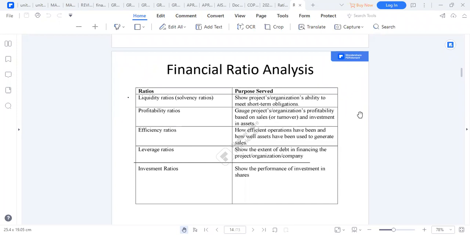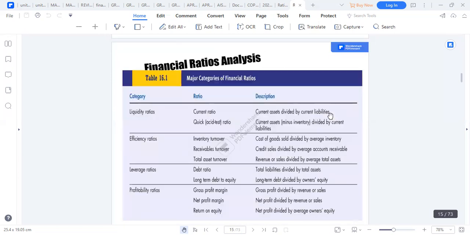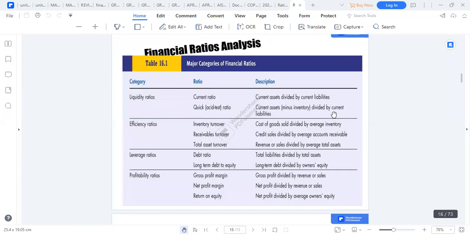So if we're over leveraged, it means we are over borrowing. And finally, investment ratios will give us a picture of the investment on behalf of the shareholders as to how well the firm is performing. Each of these has subtypes of ratios.